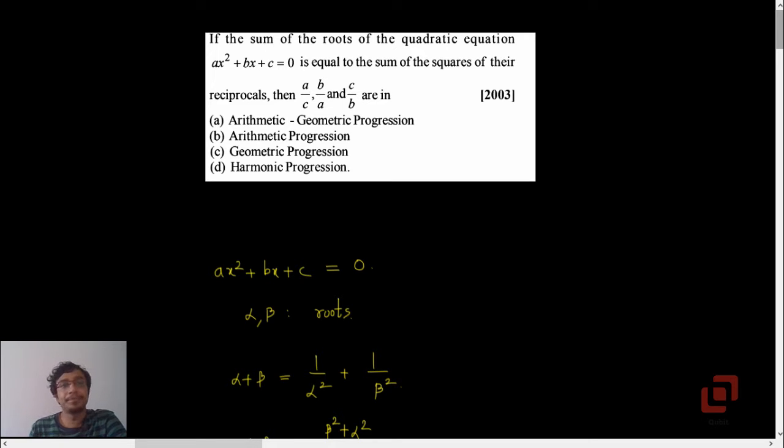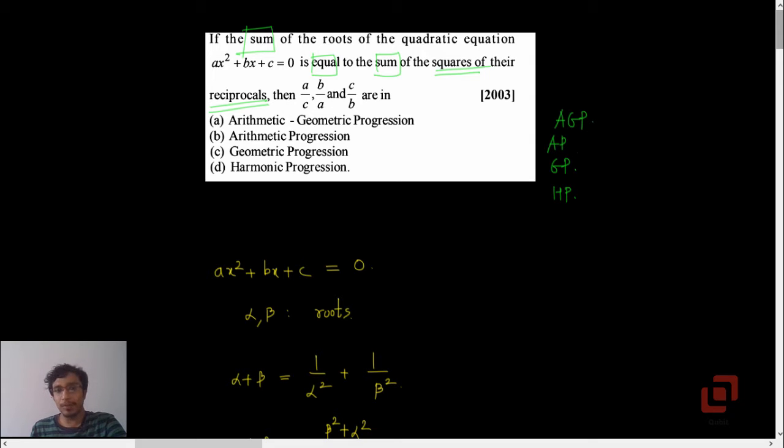Question 3. If the sum of the roots of the quadratic equation ax squared plus bx plus c is equal to the sum of the squares of their reciprocals. So again a problem based on the symmetric functions of the roots. Then a upon c, b upon a and c upon b are in arithmetic or geometric progression, or we call it AGP. Arithmetic progression, geometric progression, or harmonic progression.